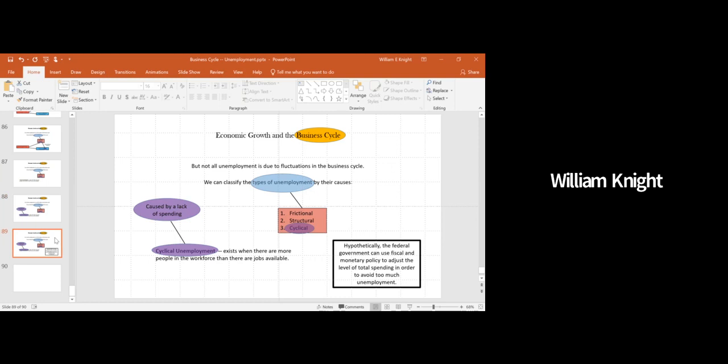Full employment exists when cyclical unemployment is 0. Full employment exists when the unemployment rate is 4%. Full employment exists when cyclical unemployment is 0. Make sure you understand that distinction there. Now, hypothetically, the federal government can use fiscal and monetary policy to adjust the level of total spending in order to speed the economy up when it starts going too slowly, in order to avoid too much unemployment.